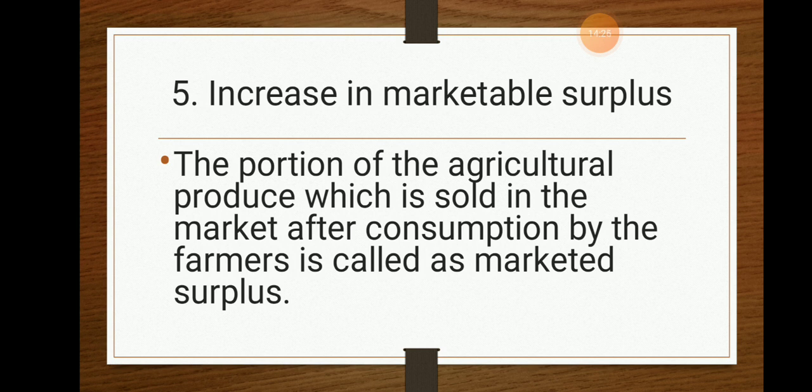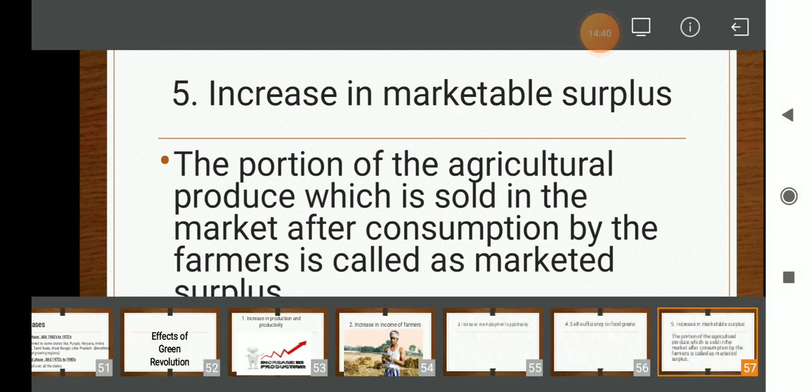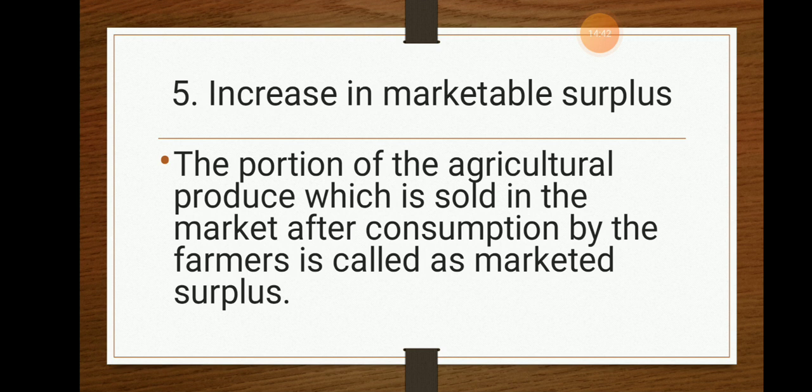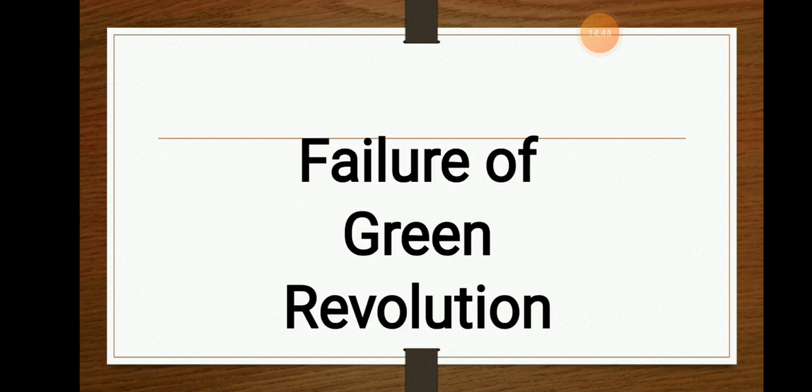With the increase in the green revolution implementation, there will be an increase in the food grain sold in the market and even the consumption by the farmer's family. This is known as marketable surplus. Okay, so this was about the positive things that happened to the people, the consumer or the farmer, because of the implementation of the green revolution.